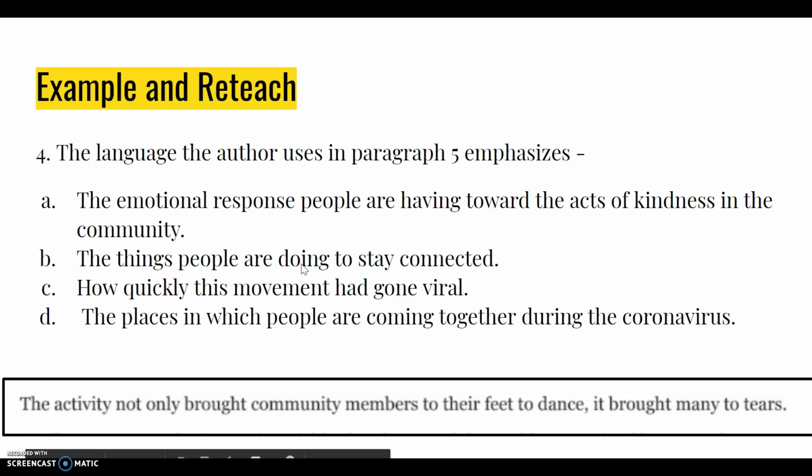Last week, you had a question, and it asked you, the language the author uses in paragraph 5 emphasizes. So here is what the author had said. It states, the activity not only brought community members to their feet to dance, it brought many to tears. Well, by saying it brought many to tears, this is extreme or absolute language. And again, the author is trying to emphasize something. But what is he trying to emphasize?